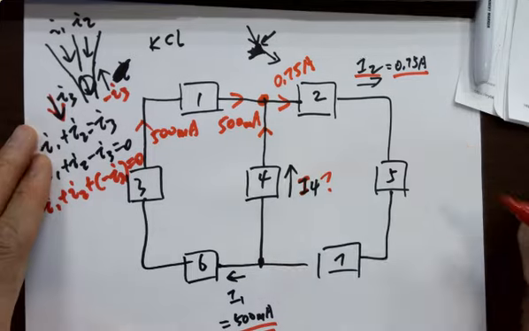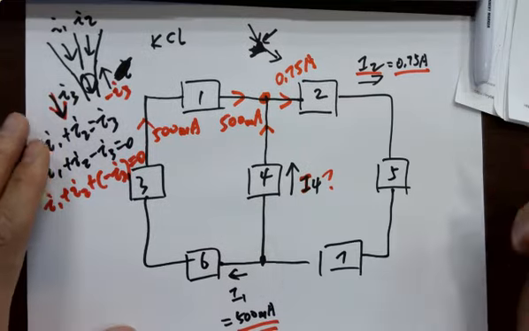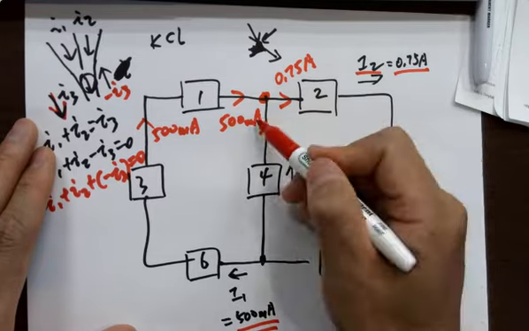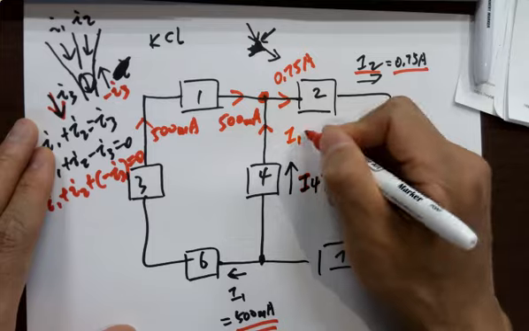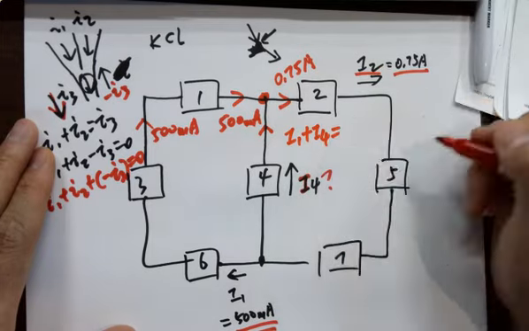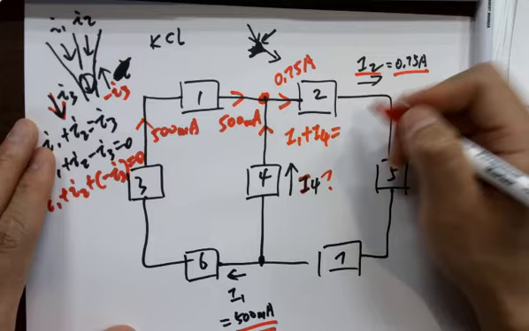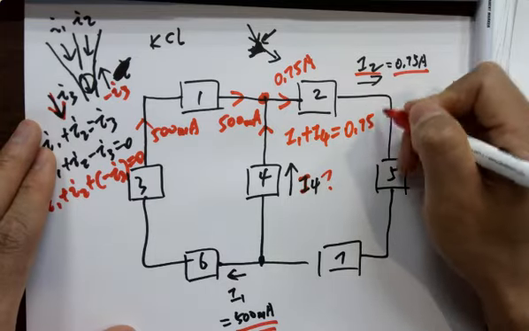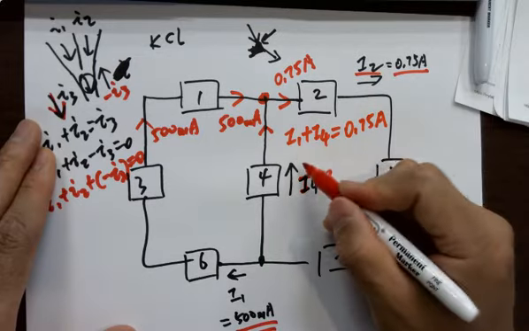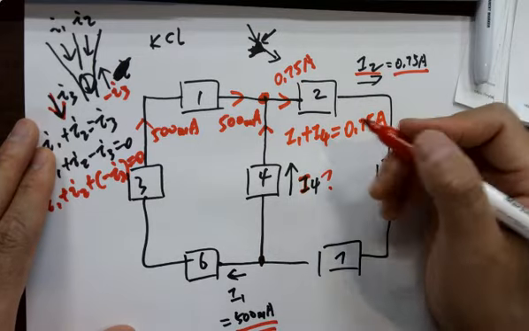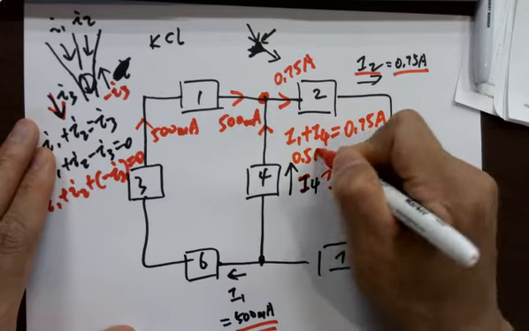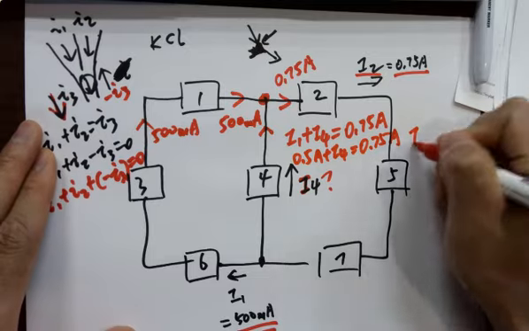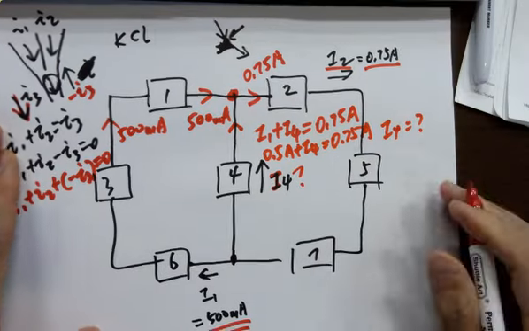I4, is it flowing in or out? In. So what are the currents flowing in? They equal this single current flowing out. So plugging in I1, which is 0.5 amps, plus I4, which is 0.75 amps. So you can calculate I4, right?